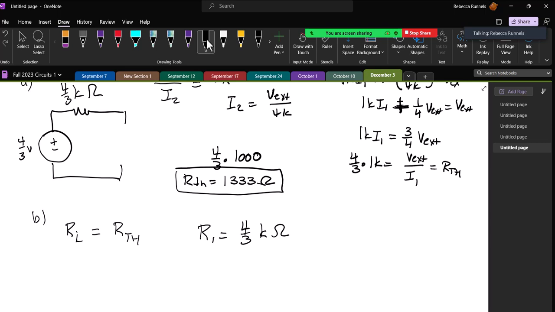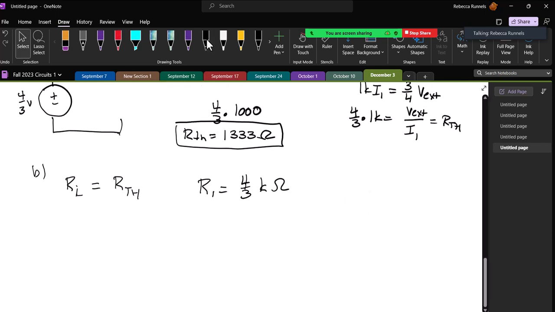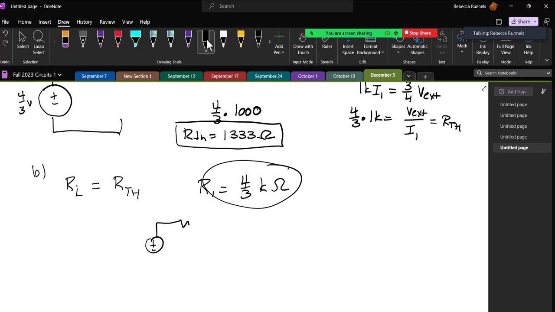So that gives us maximum power. Now, what resistance do you want for maximum power? You want 4/3 kiloohms. What is that maximum power? Well, we'll draw our Thevenin equivalent circuit. So this was 4/3 volts. This is 4/3 kiloohms. This is also 4/3 kiloohms. And we want to find what is this power.